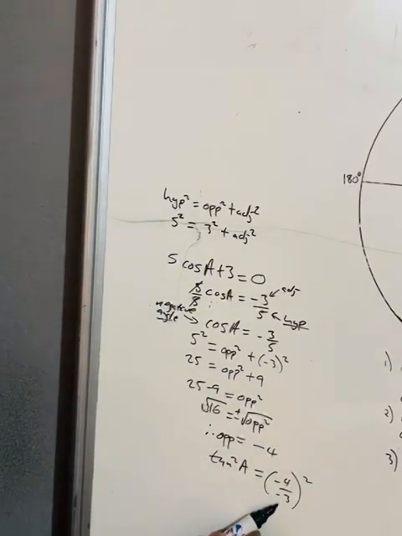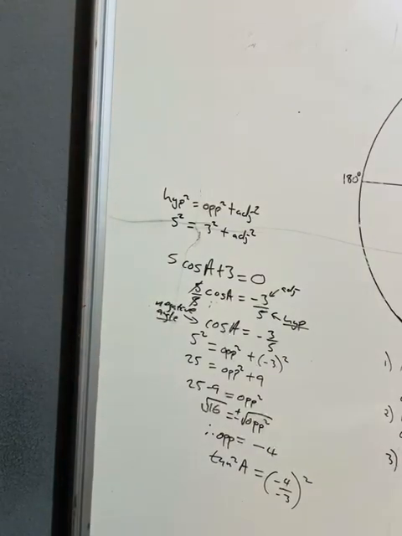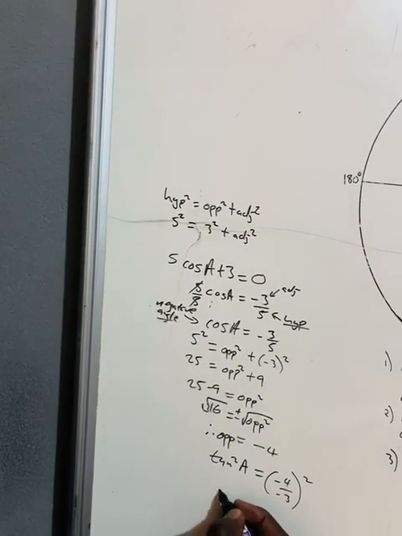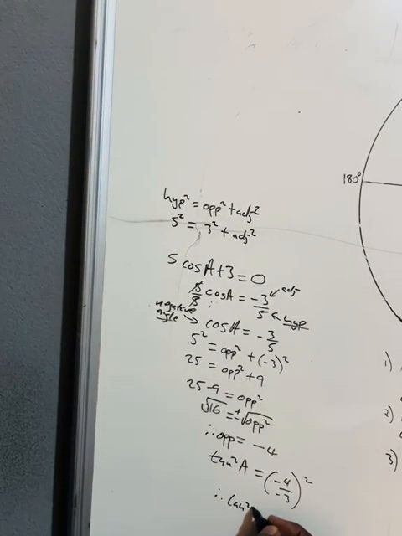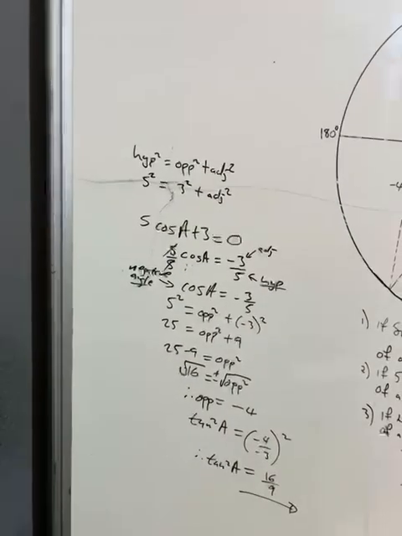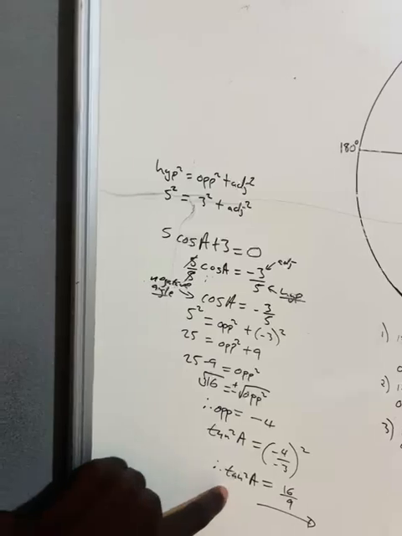Now a negative divided by a negative gives us a positive. So we say therefore our tan squared angle A is equal to 4 squared is 16 over 3 squared is 9. This is our final answer here. So we've got 16 over 9. Even if you open your calculator and press this to confirm, it will give you 16 over 9. And just like that, we are done with the first question, which was A.